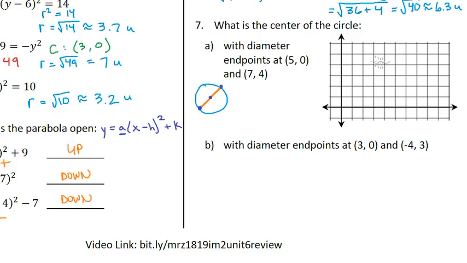Now, when they give you a graph, that makes it really easy. Take a look at this first one. The endpoints are at (5, 0) and (7, 4). If you carefully take the edge of your scratch paper during a test, and you draw a nice straight line between those 2 points, then sometimes you can just find the midpoint just by looking at it visually.